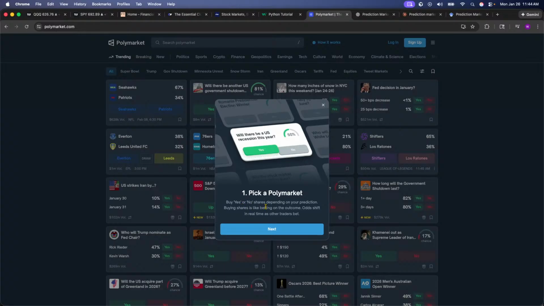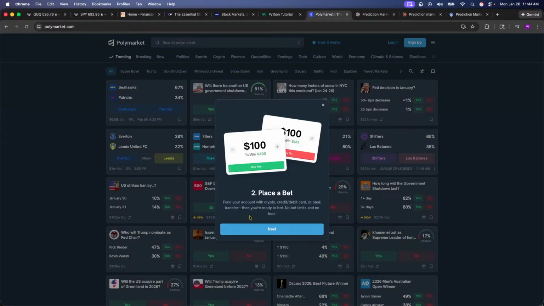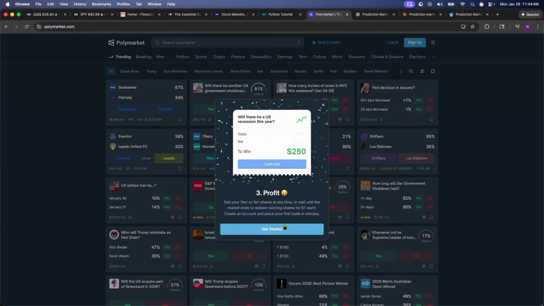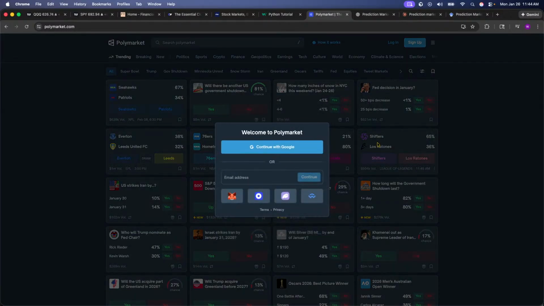Buy yes or no shares depending on your prediction. Buying shares is like betting on the outcome. Odds shift in real time. Fund your account with crypto, credit cards, or bank account. That crypto stuff. Then when you're ready to place a bet, there's no limits, no fees. How do you make money? Sell your yes or no shares at any time and wait until the market ends to redeem your winning shares for $1 each. Create an account and place your first trade within minutes.